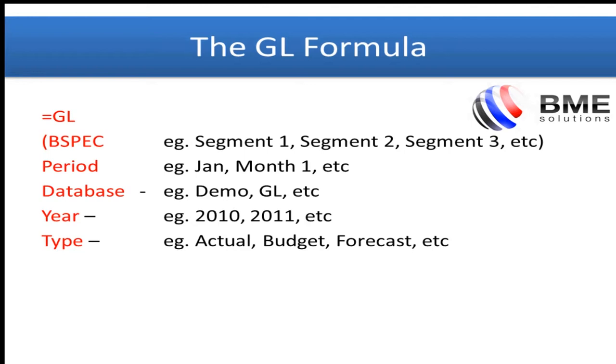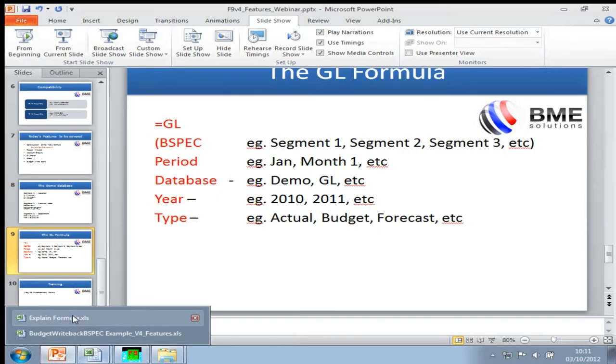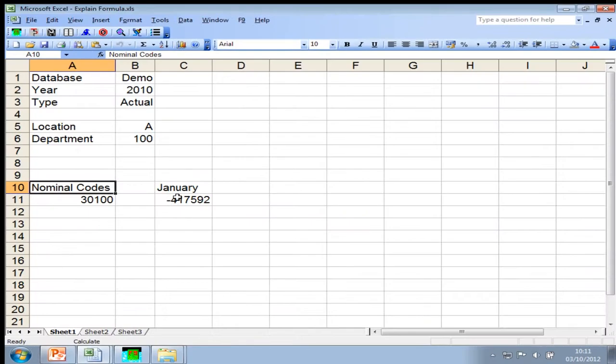Once we've pointed to those, we then reference the period we want to report on, the database we're reporting off, the year we're reporting off, and then the type of data we want. Is it actual, is it budget, etc., etc. So the best way to explain this formula, and I don't want you to think that if you don't get this formula, you don't know how to use F9, because most people just use the wizards to create this formula. But if you're looking at old reports that somebody else has created, it's quite nice to know how it was actually done.